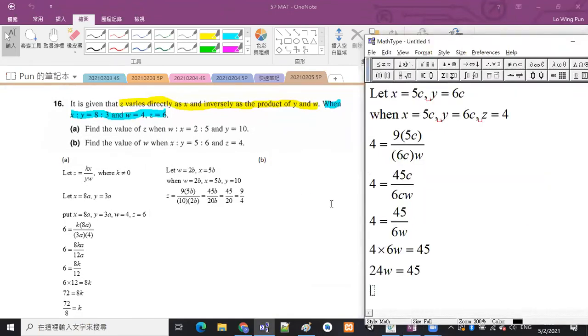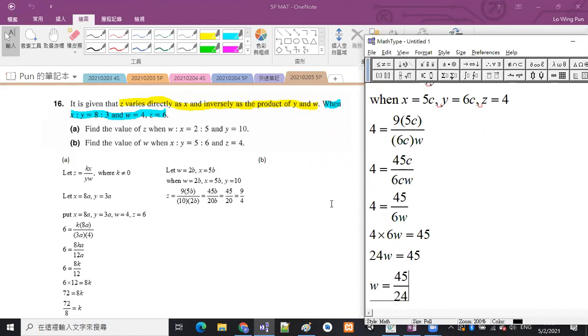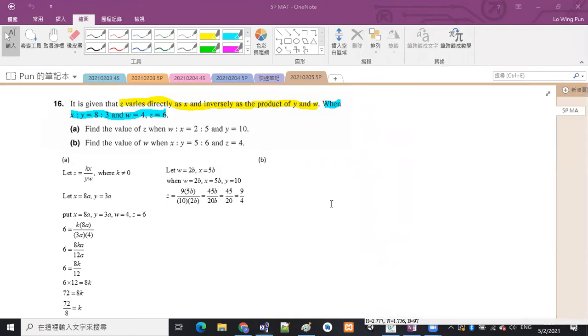So we just divide the 24 to the right-hand side. And this is a pure number. So you may just use the calculator to help you to find the answer. And that should be equal to 15/8, right? 或者係幾多啊？1.875，應該。So that is the answer of part B.